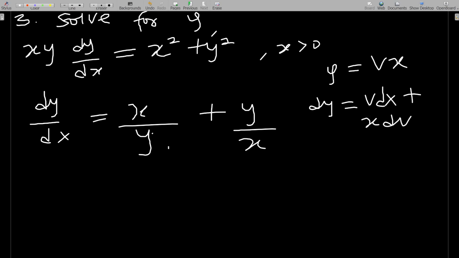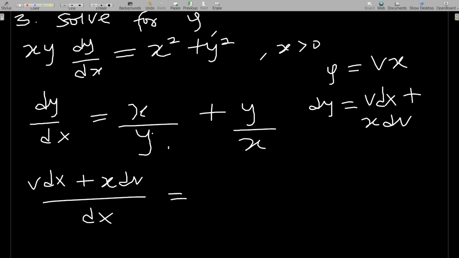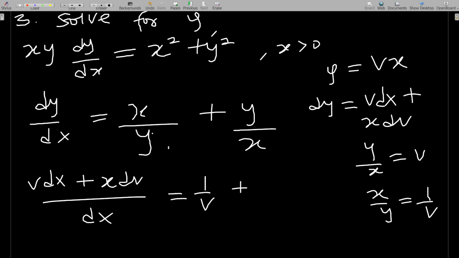Okay, so put everything here, and I have (v dx plus x dv) over dx, and this is equal to... y is equal to vx. It means that y over x is equal to v, and that x over y is equal to 1 over v. Okay, I hope you understand. So x over y is what? 1 over v, and then y over x is what? v. This is very cool, right? So we quickly cancel some terms.